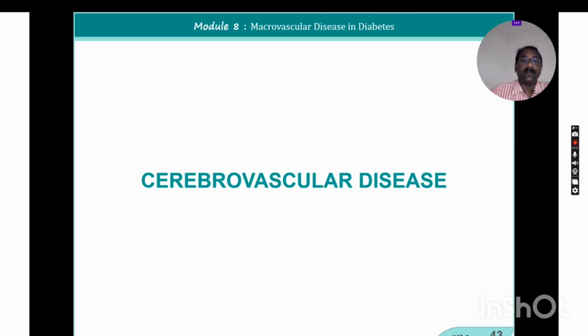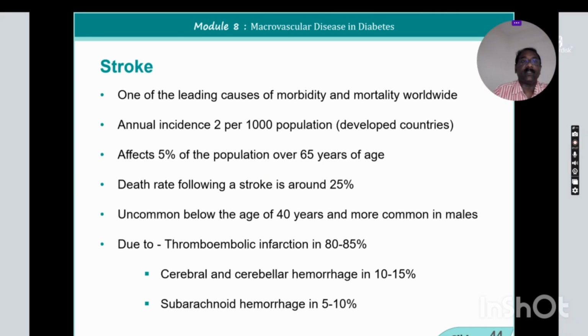Students, now it is the time to know the cerebrovascular diseases in diabetic individuals. Stroke is one of the leading causes of morbidity and mortality worldwide. The annual incidence is 2 per 1,000 population in the developed countries. In India, much more because of the early onset of diabetes, hypertension, smoking, etc. Our incidence may be 5 to 6 per 1,000 population. It affects 5% of the population over 65 years of age. The death rate following a stroke is around 25%.